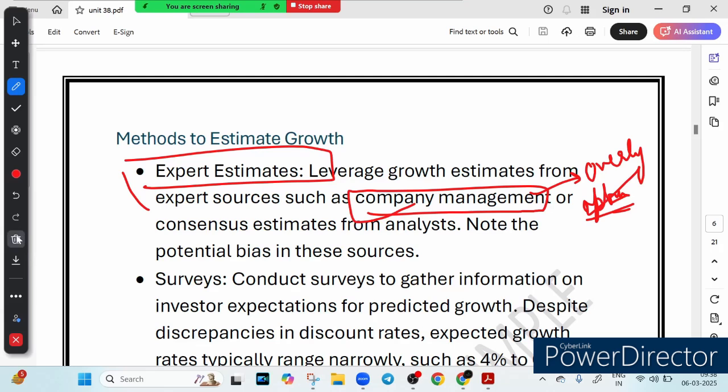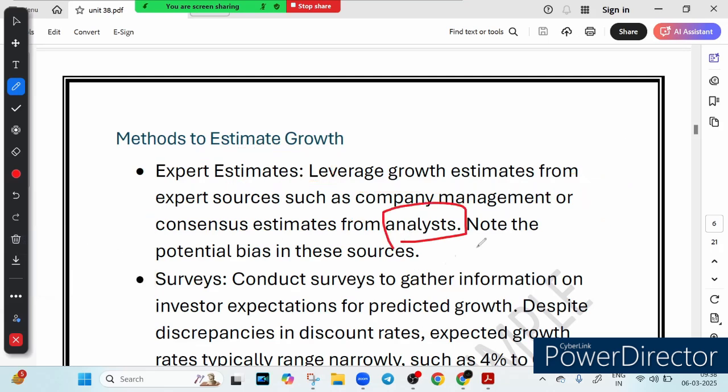The second method we have is the analyst estimate. Analysts study industry trend and make projections, right? But their predictions may still have some biases. So always take expert opinion with a pinch of salt. Compare estimates from multiple sources before making a decision. You may ask company management, you may check consensus estimate, you may ask analysts, and based on that take a prudent decision based on whatever output you are getting.